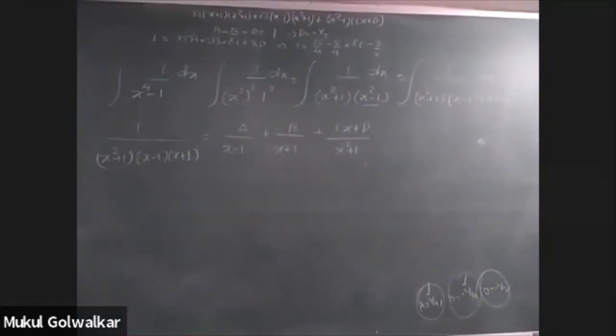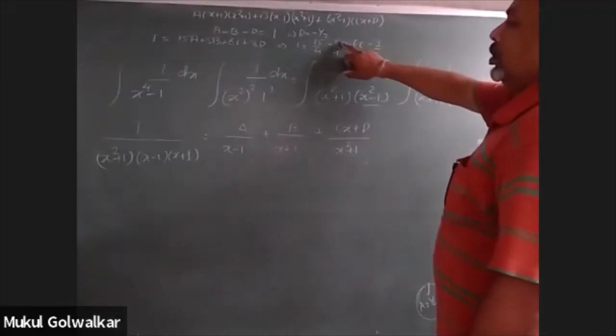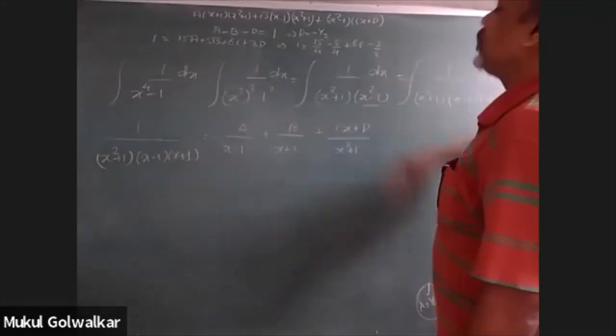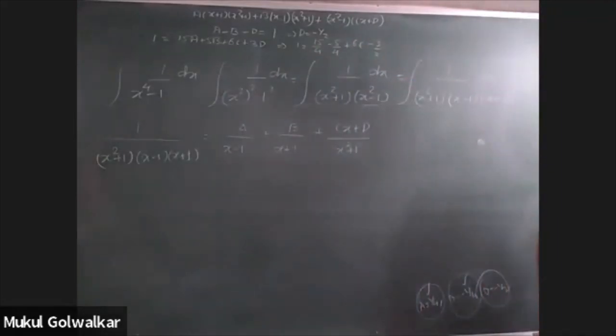What is the value of C? C equal to 1 upon 3? No, it cannot be. Yes, C equal to 0. Perfectly all right. C equal to 0.